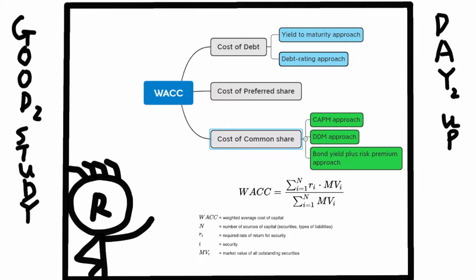Preferred shares are the shares of a company with dividends that are paid out to shareholders before common stock dividends are issued. To calculate WACC, you simply take the size of each source of funding and divide by the market value of all outstanding securities, and then multiply by the required rate of return for that specific source. Finally, add them all up, and you get WACC.